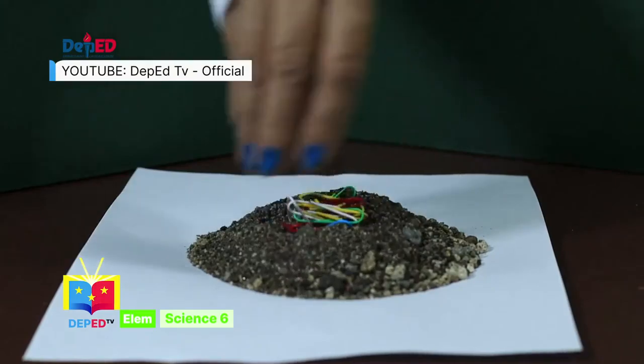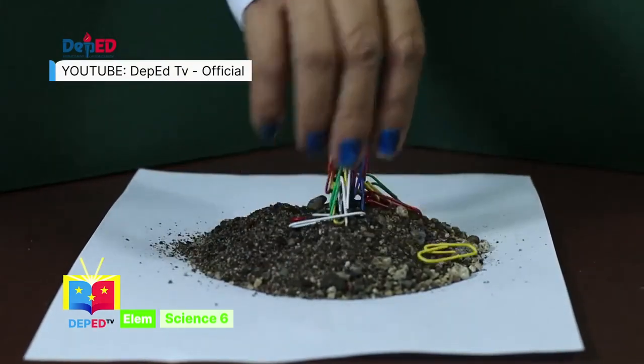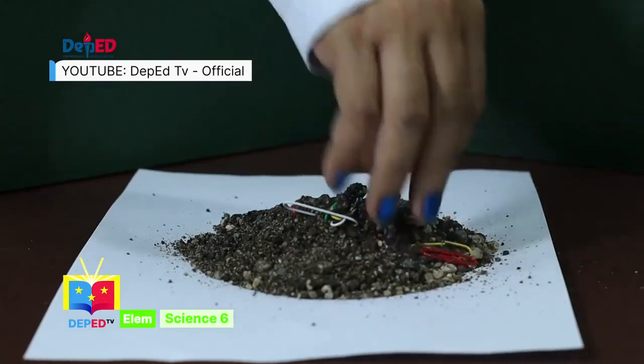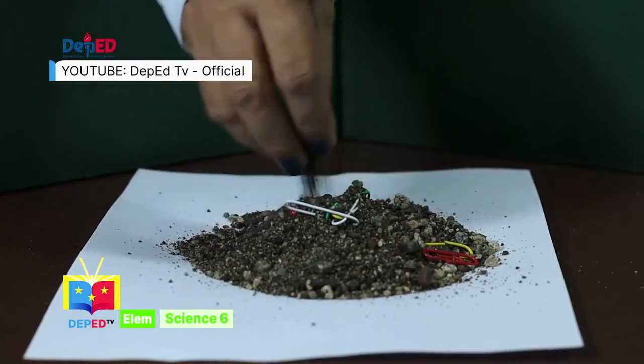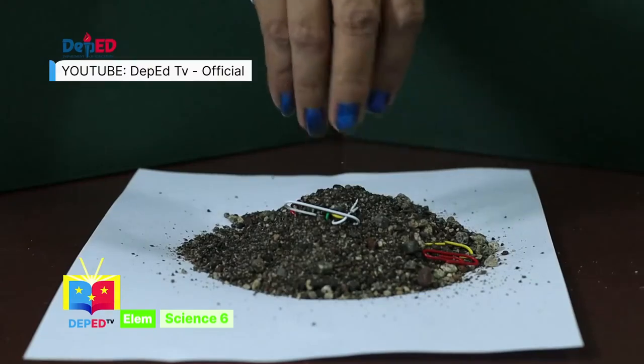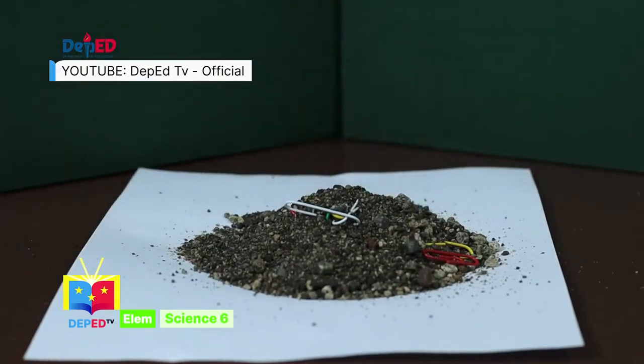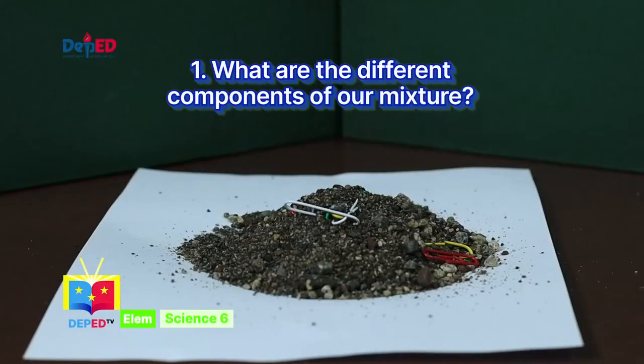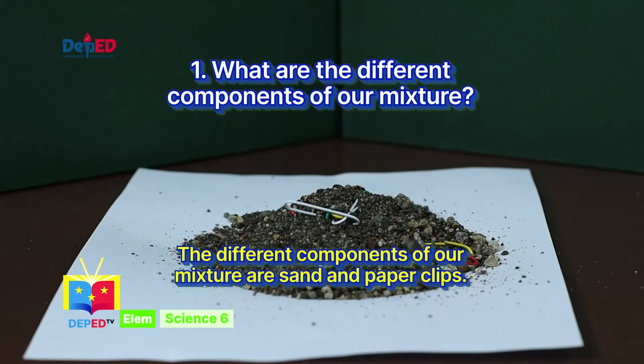First, mix some sand and paper clips in the bond paper. Using a magnet, separate the paper clips from the sand. Finally, observe what happens. Number 1. What are the different components of our mixture? Right! The different components of our mixture are sand and paper clips.